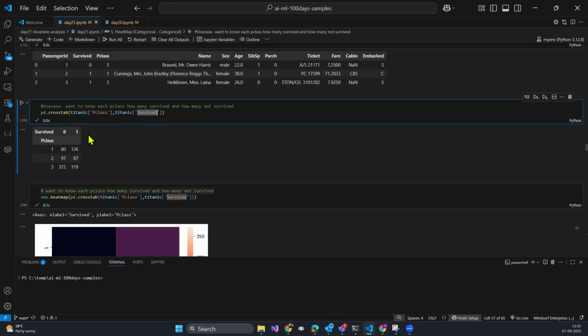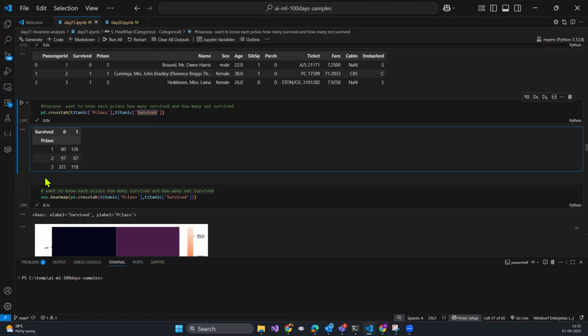So this is survived, this is pclass. We have pclass 1, 2, 3. In passenger class 1, we are able to see 80 not survived, 136 survived. In class 2, 97 not survived, 87 survived. In class 3, we are seeing very many, 372 not survived and 119 survived.